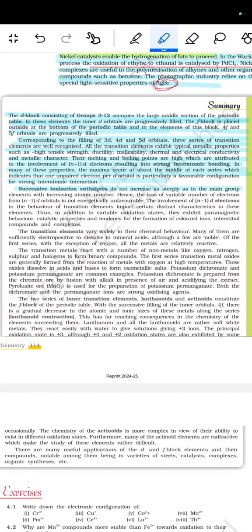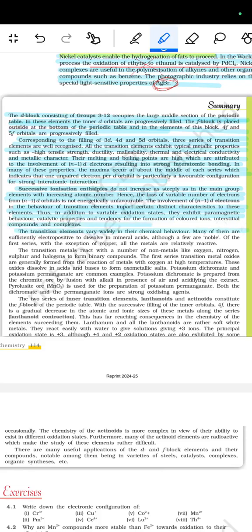Successive ionization enthalpies do not increase as steeply as in the main group elements with increasing atomic number. Hence, the loss of a variable number of electrons from the (n-1)d orbital is not generally energetically unfavorable. The involvement of the (n-1)d electrons in the behavior of the transition elements imparts certain distinct characteristics to these elements. Thus, in addition to variable oxidation states, they exhibit paramagnetic behavior, catalytic properties, and a tendency for the formation of colored ions, interstitial compounds, and complexes.